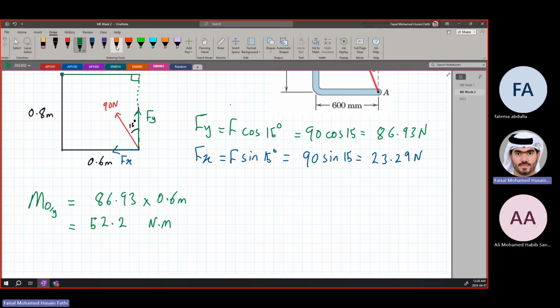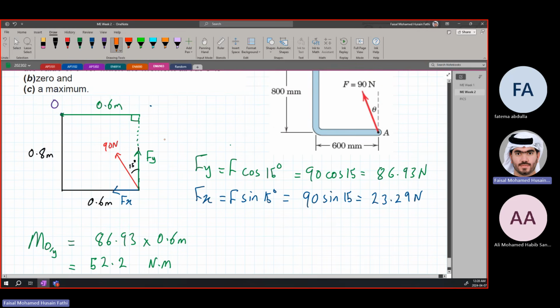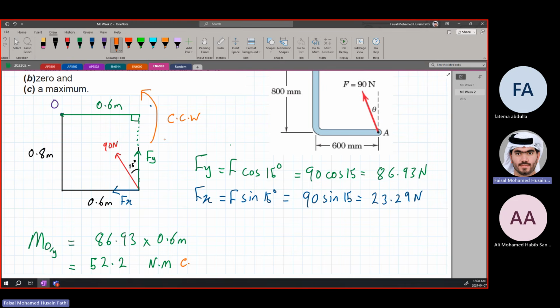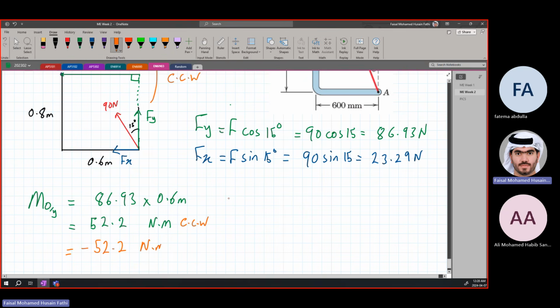Here we will look at the direction as well. The direction of Fy is upwards. It is causing it to go like this around O. When we're looking at O, it's going counterclockwise. So counterclockwise means negative. So this is going to be equal to minus 52.2 Newton meters.